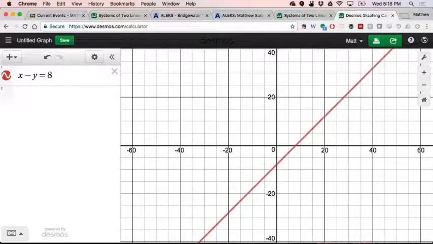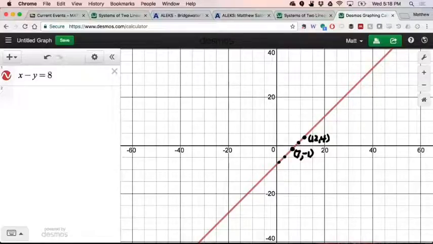So my point 7 comma negative 1 was right here. Joe's point 12 comma 4 is right here. And so on and so on. So all the xy pairs that we chose were just different points that all lie along this common line.